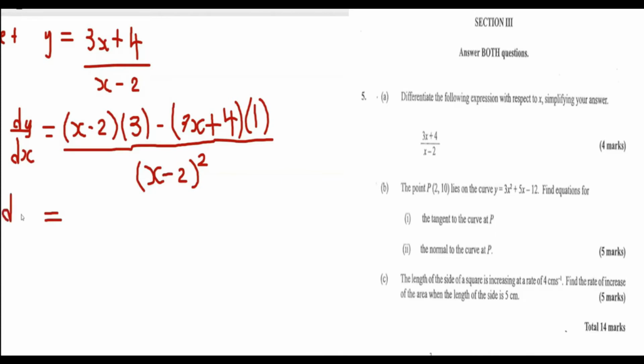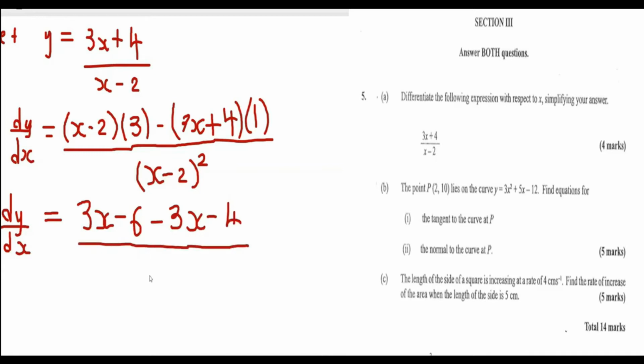So what does this work out to be? dy by dx works out to be x minus 2 times 3, which gives us 3x minus 6, minus, of course, 1 times 3x, which is minus 3x, and then 1 times 4 is 4, so minus 4, all over x minus 2 all squared. So that's dy by dx.